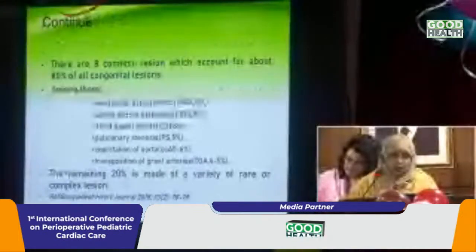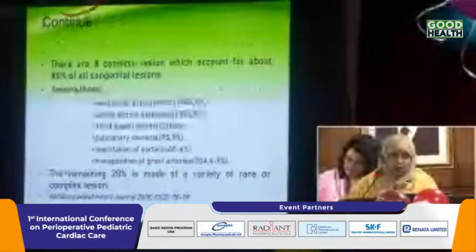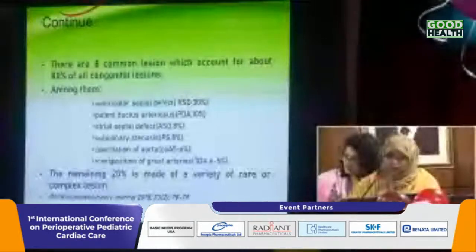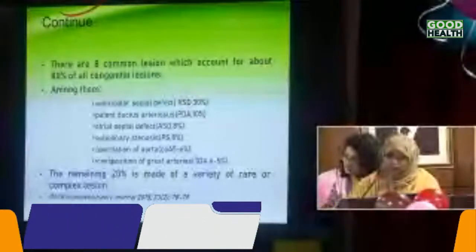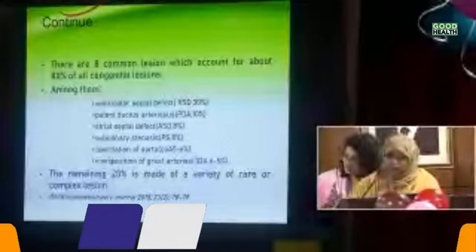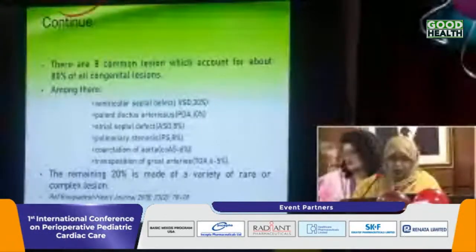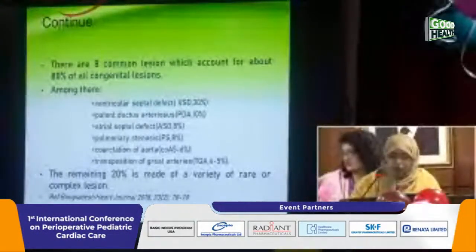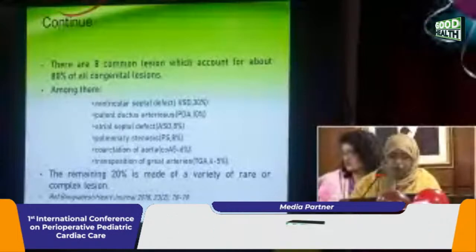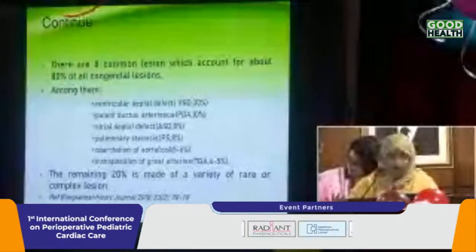Eight common lesions make up to 80% of all congenital lesions. Among them, VSD is 30%, PDA 10%, ASD 8%, pulmonary stenosis 8%, coarctation of aorta 6%, and transposition of great arteries 4 to 5%. And the remaining 20% is made of a variety of rare complex lesions.